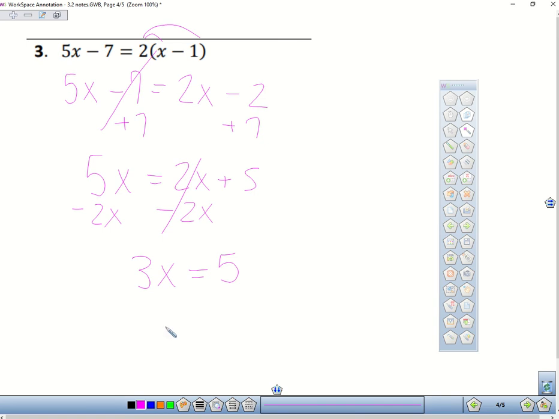And then from here, what do I do? Divide. And it doesn't really divide, does it? So we just leave it as 5/3, that's fine. If it doesn't fully divide, you can just leave it in terms of the improper fraction. I'm fine with that. You don't need to give me a decimal.